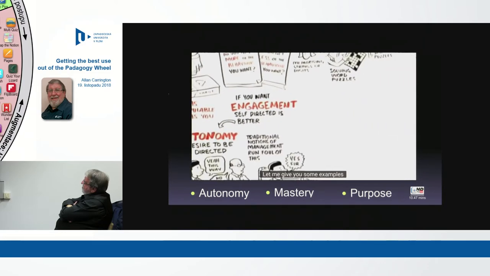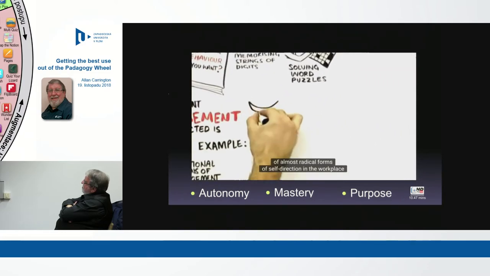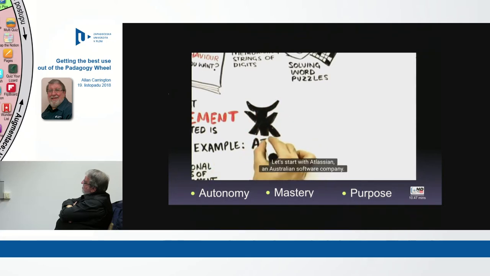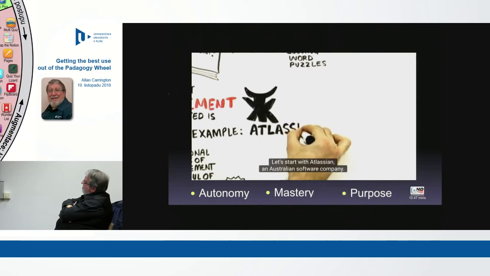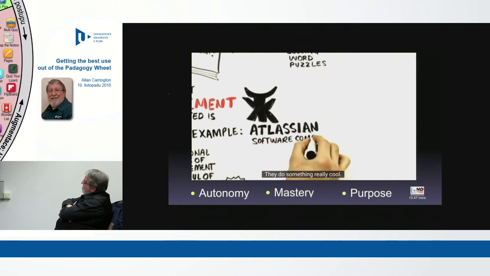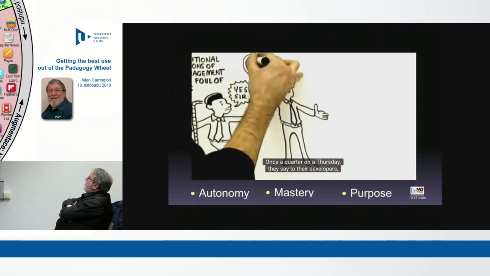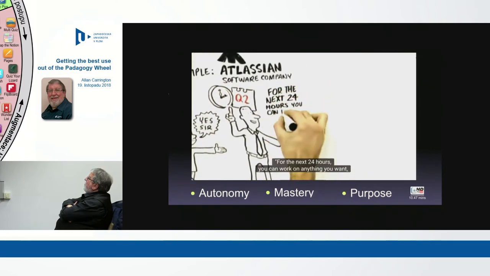Let me give you some examples of this, of almost radical forms of self-direction in the workplace that lead to good results. Let's start with this company right here, Atlassian, an Australian company. It's a software company, and they do something really cool. Once a quarter, on a Thursday afternoon, they say to their developers, for the next 24 hours, you can work on anything you want. You can work on it the way you want. You can work on it with whomever you want.